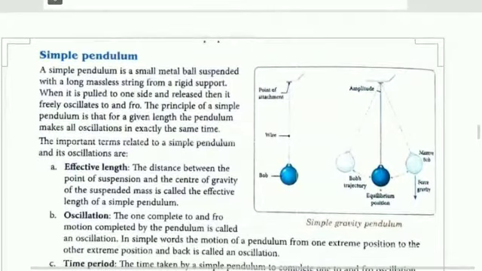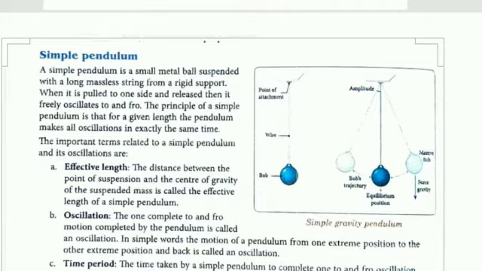Now come to simple pendulum. This is a simple pendulum. Look at the picture. Simple gravity pendulums. A simple pendulum is a small metal ball suspended with a long massless string. String means dhaga. Massless means no weight. From a rigid support. When it is pulled to one side and released, then it freely oscillates to and fro.